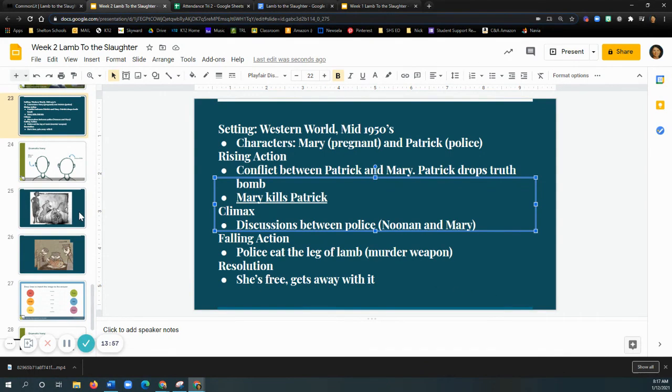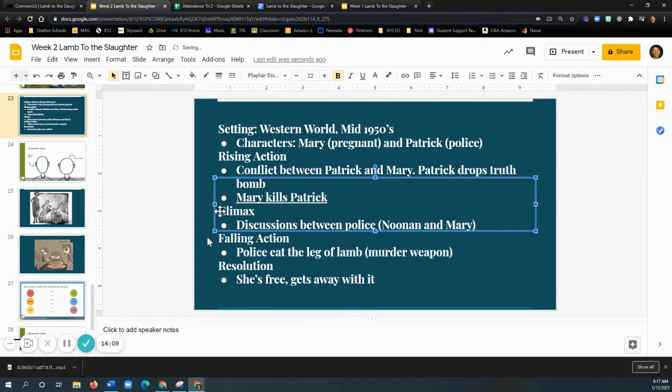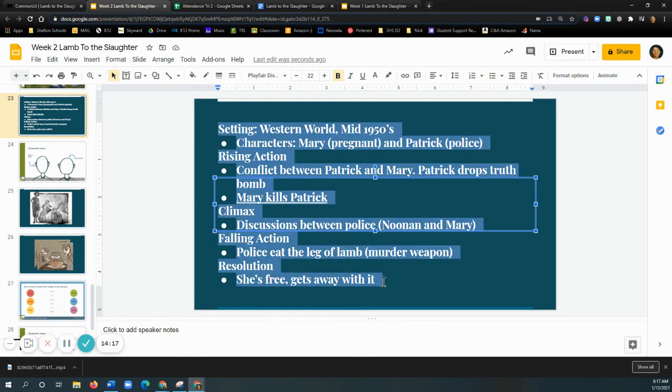What I am going to be asking of you is I may ask you to put some things in order. I may ask you, in your opinion, what is the climax and why? So like a 2-sentence response, something like that. So those are some things that you can be thinking about, and you could have a ready answer for when we see each other again on Friday.